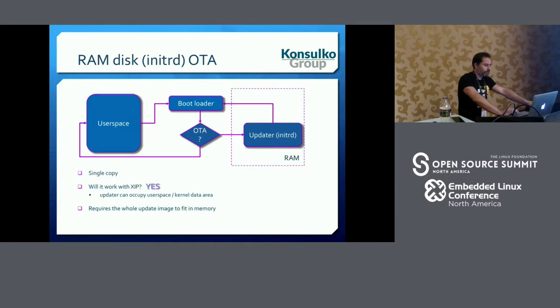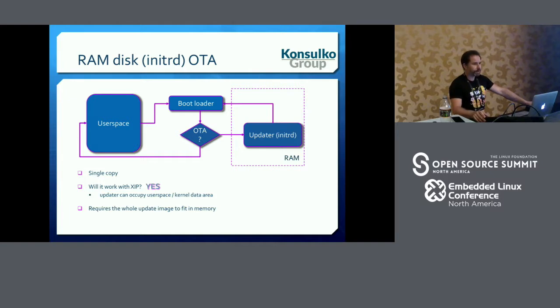Then if we go a couple of slides back and discuss the initrd based over the air updates, it's going to look a lot brighter, because all this updater stuff doesn't have to be XIP. The kernel plus the RAM disk, the ones that we were talking about in the single copy update description, don't have to be XIP. So you just load them into memory as a bootloader. On reboot, you load them into memory, pass the execution to those, and they do the update. So this one actually works with XIP pretty well.